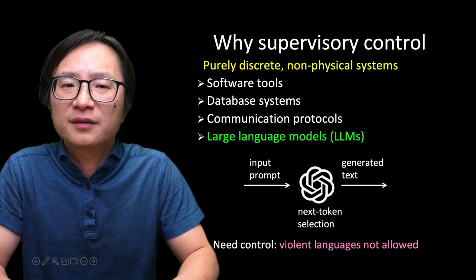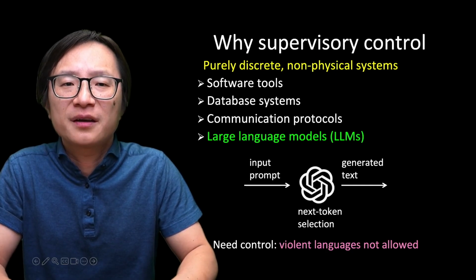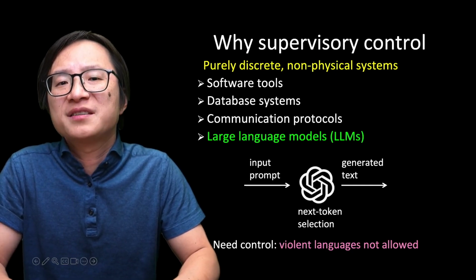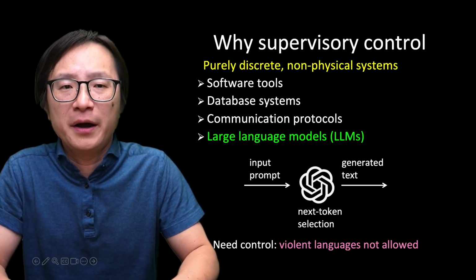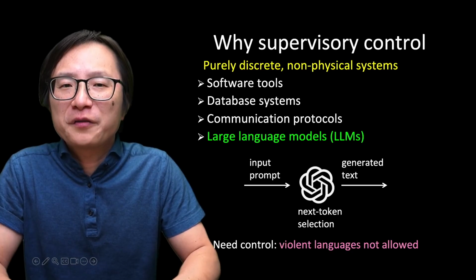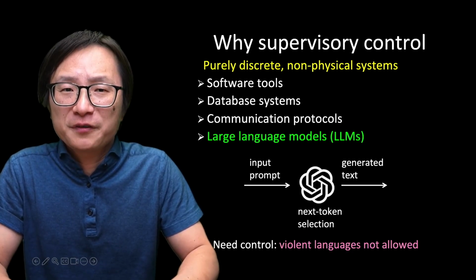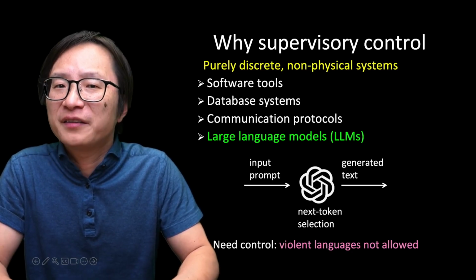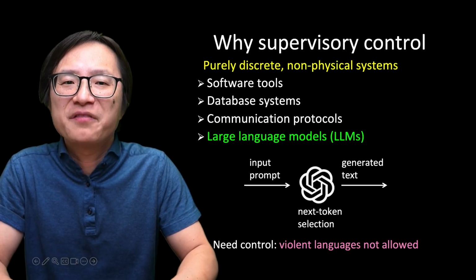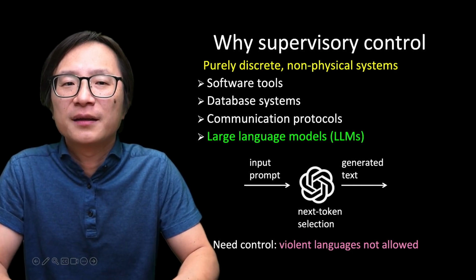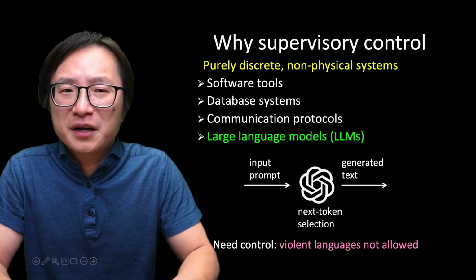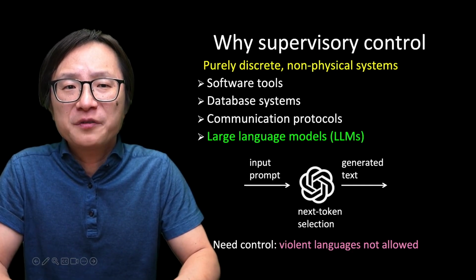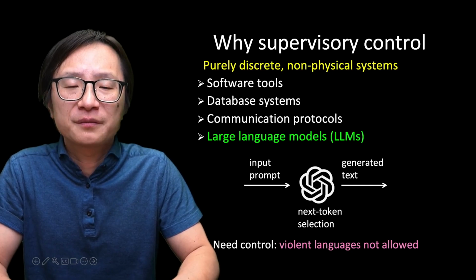This process of next token generation continues until a complete text is generated as the output of the LLM. So from this perspective, LLMs can be reasonably viewed as having discrete states and event-driven transitions. So it's a discrete event system. Now, are there any control problems in LLMs that need to be resolved?